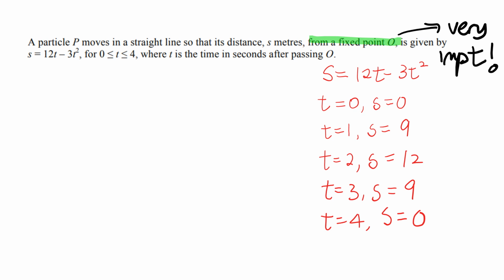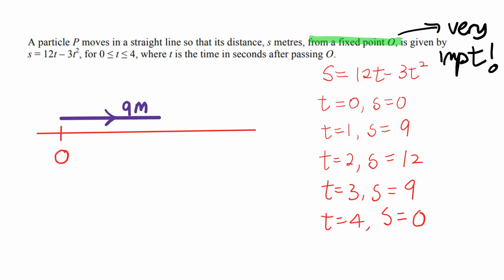So if I'm going to use a diagram to illustrate this motion, this is how it will look like. We start off by having a fixed point O. And when t is 0, of course, s is 0. But when t is 1, the particle would have traveled 9 meters from O. So this is how it looks like. That is when t is equal to 1. When t is 2, you will travel 12 meters, right? So 9 plus 3 will give you 12. That is when t is equal to 2.